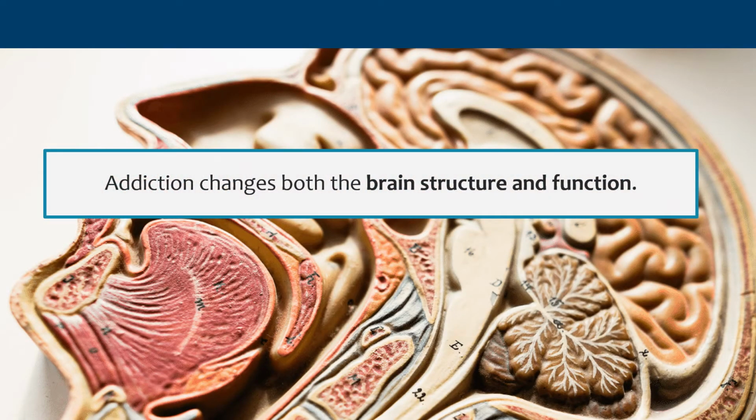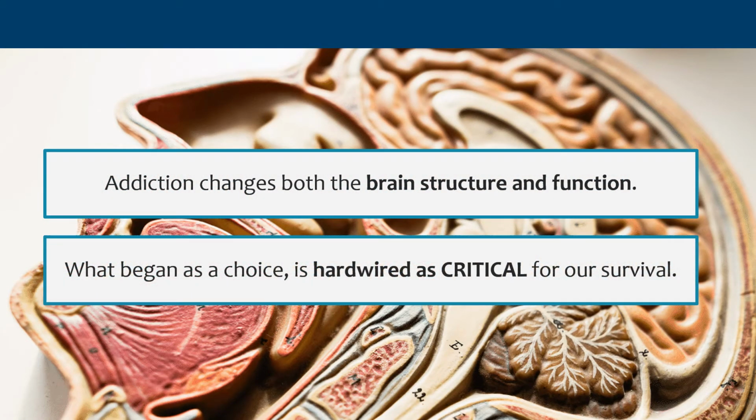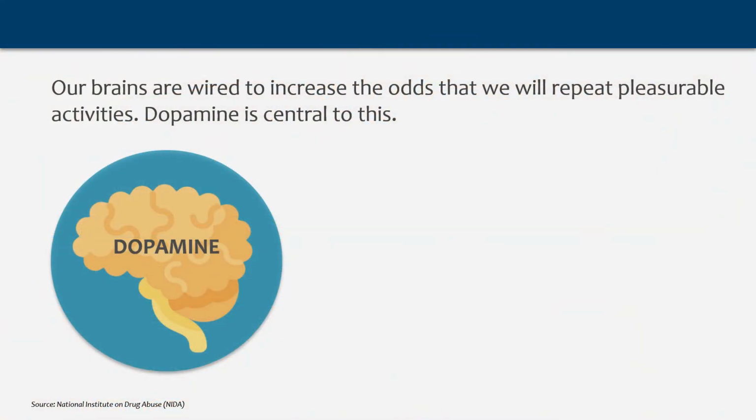The person's body responds differently when exposed to alcohol and drugs. Addiction changes both the brain structure and function. What began as a choice is hardwired as critical for our survival. Let's look at this in more detail. Our brains are wired to increase the odds that we will repeat pleasurable activities. This occurs in the brain's reward pathway, which is responsible for rewarding behaviors that are important for our survival.